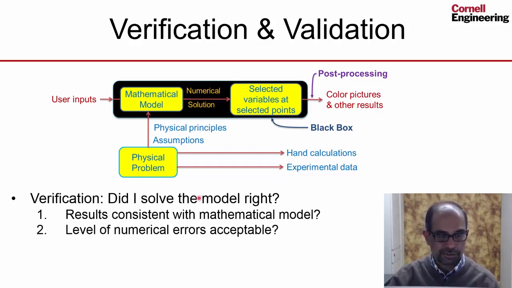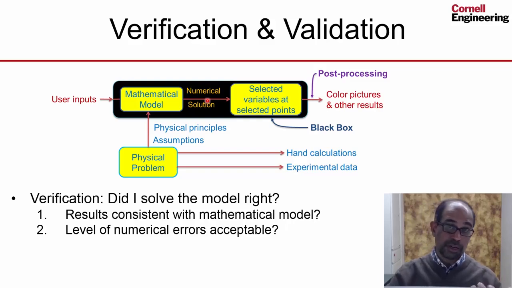The second category of checks deals with whether the level of numerical errors is acceptable. So the errors introduced by the tool, as it solves the mathematical model numerically, whether those numerical errors are acceptable. For instance, this is where one would check the dependence on the mesh, and that's something that students get intuitively, but we need to do other checks in this category too.